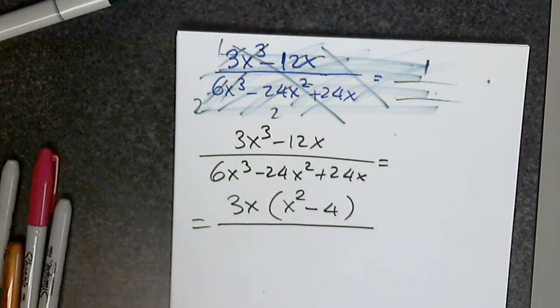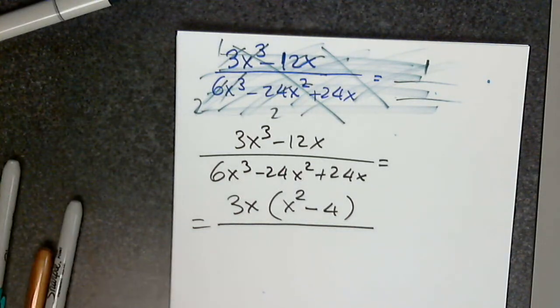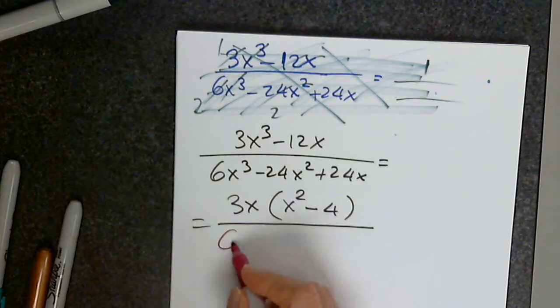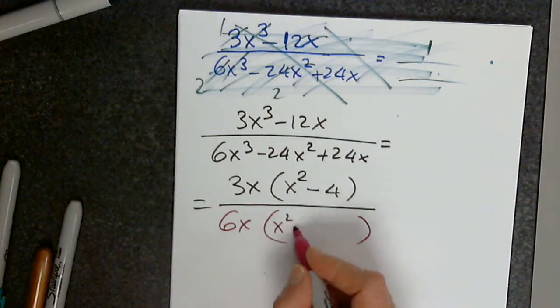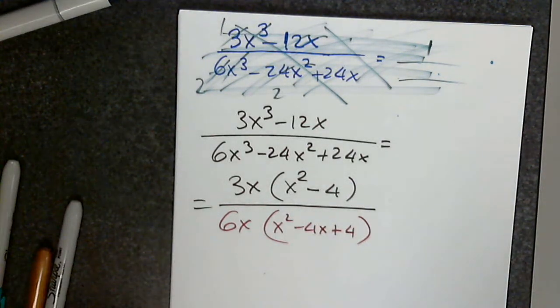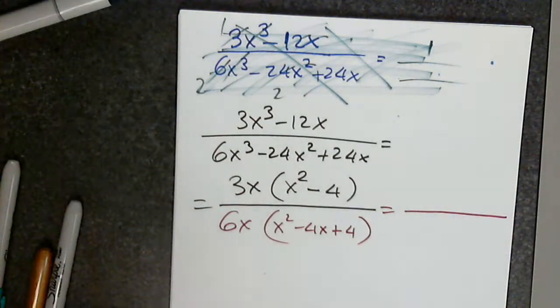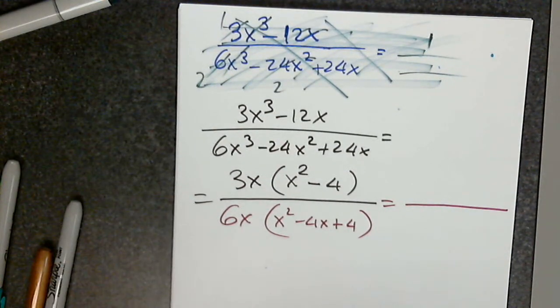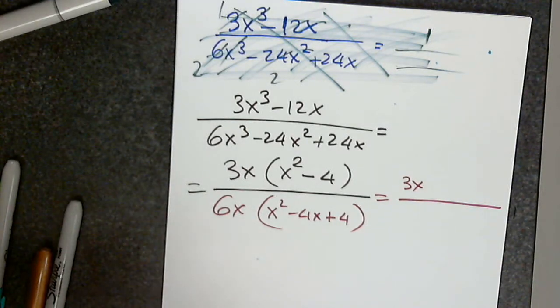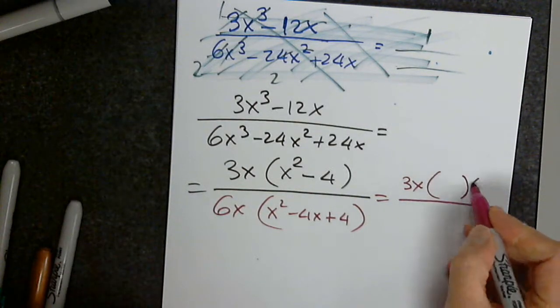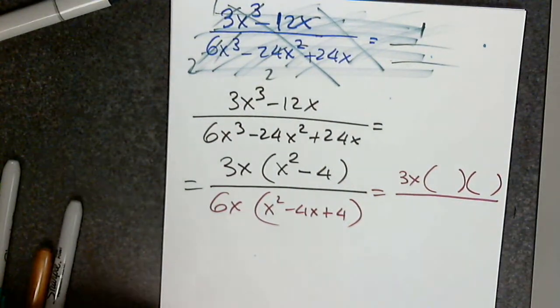And now the denominator. Pull out 6x. Very good. What is left in parentheses? X squared minus 4x plus 4. Very good. Now I go back to the top. Don't simplify just yet. Wait till the end for a second. So what now? The top 3x, what else? Factor x squared minus 4. Very good. How? X plus 2, x minus 2.